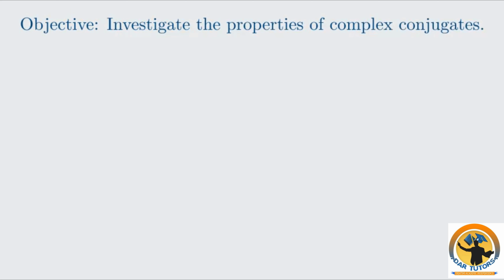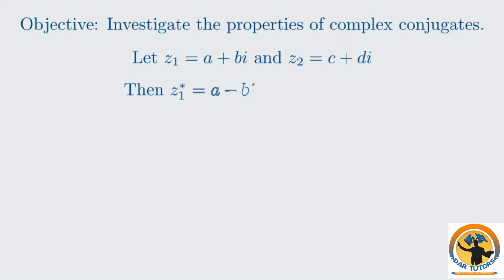Let's now investigate the properties of complex conjugates. This is our sixth objective. We'll look at how conjugation interacts with addition, subtraction, multiplication, and division. Let's define two complex numbers, z1 and z2. Let z1 be a plus bi and z2 be c plus di. Their conjugates are z1 star equals a minus bi and z2 star equals c minus di.